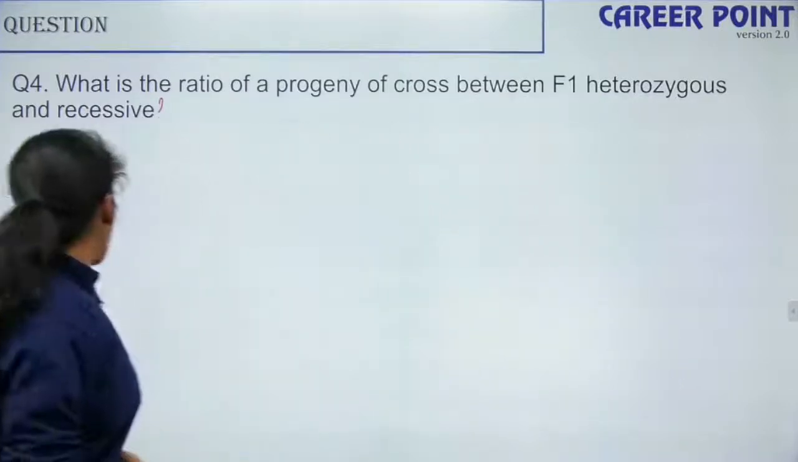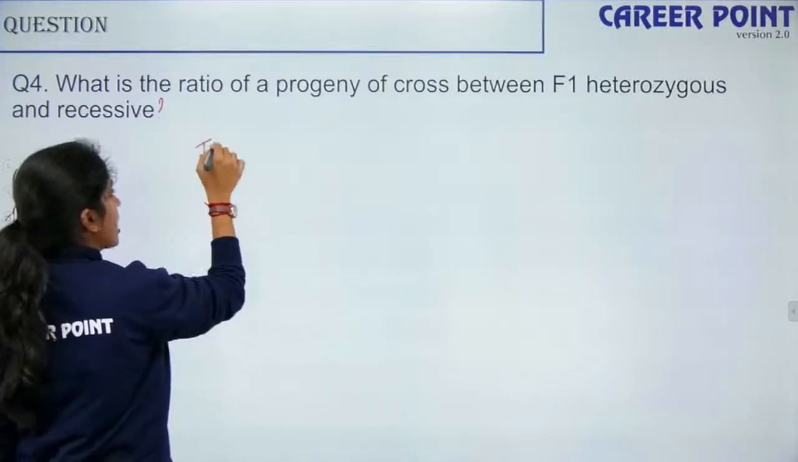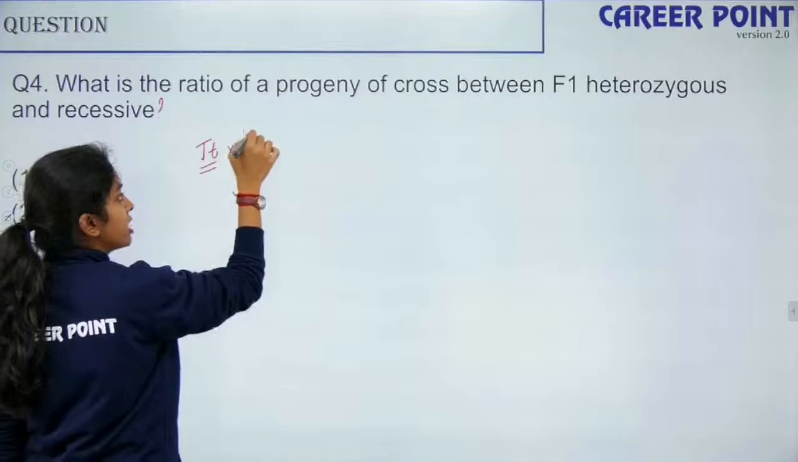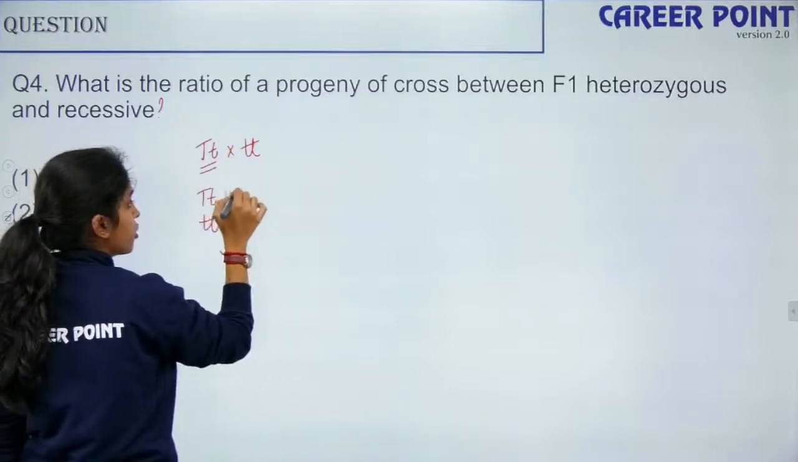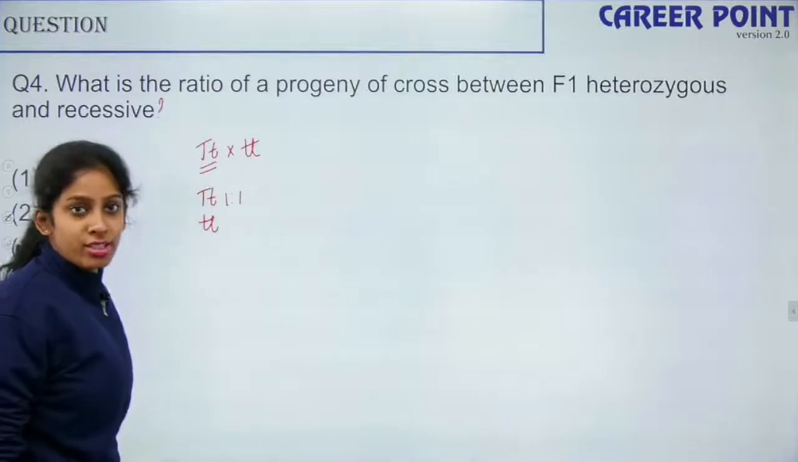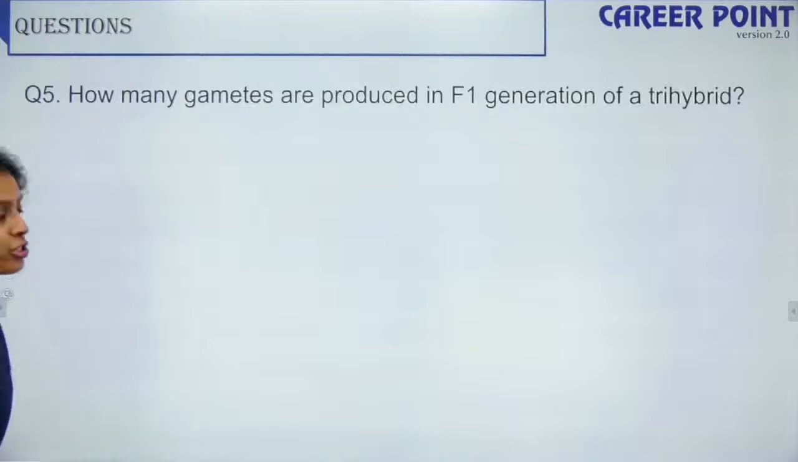Yeah. So you say option 3, yes, because this is a test cross, right? So this is your F1 heterozygous into the recessive parent. So I get 2 offspring. So it is 1:1. This is nothing but a test cross. Yes, option 3 is the right answer. Very good. So here we go to question 5.